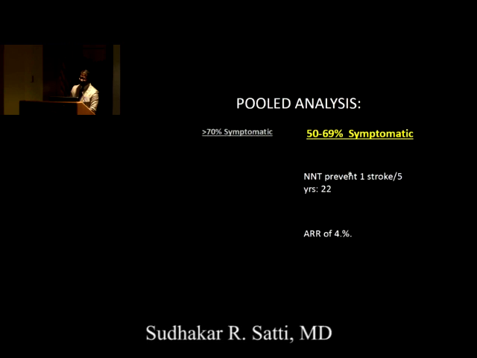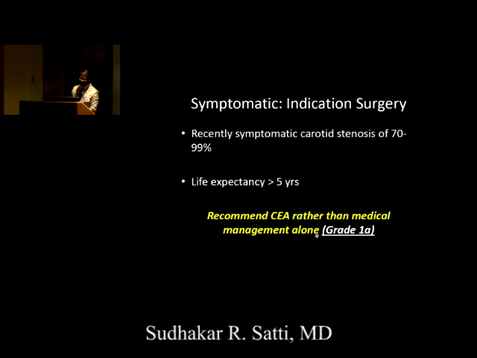What if you have a symptomatic patient with 50 to 69% stenosis? The number needed to treat to prevent 1 stroke in 5 years is 22 patients. So when you have these patients with a moderate degree of stenosis, even if they have symptoms, those are patients we want to really think about whether the risk of the procedure exceeds the risk of the disease process. Absolute risk reduction of 4%.